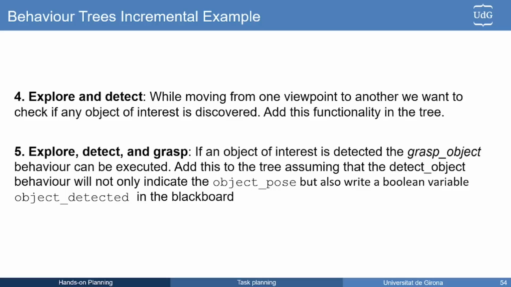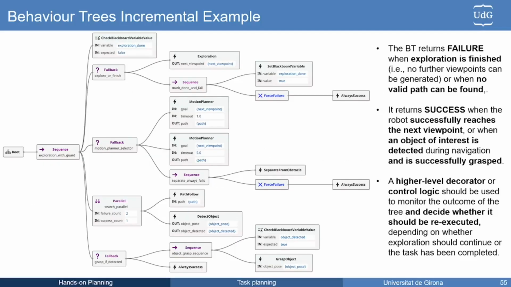And we assume that the detect object behavior will indicate the object pose, and also whether an object was detected. If it's easy for you, it can be simple, like a Boolean and a position. Let me just put the slide directly here because I'm running out of space. But basically, we were up to here. Our previous behavior tree was till here in the middle.